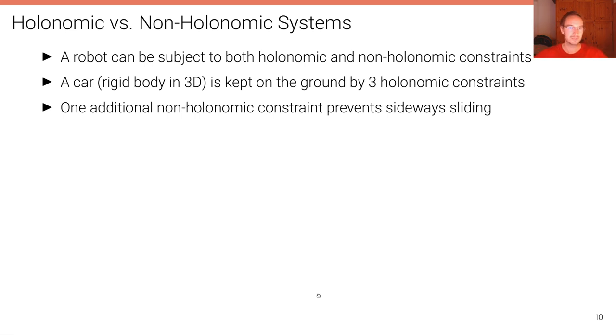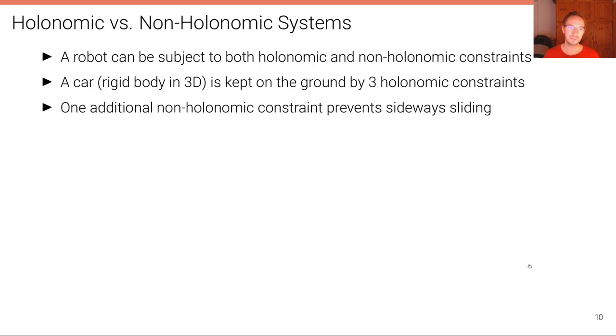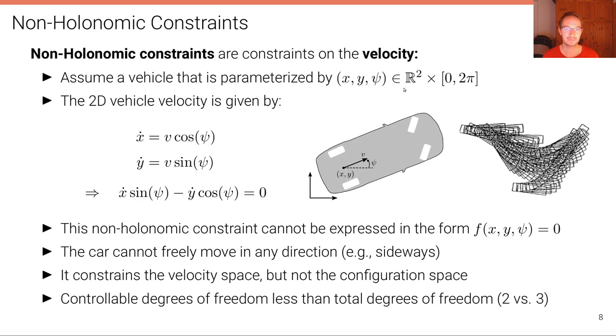But because cars typically drive on the ground, on a ground plane, it's sufficient to consider them as we've considered them before, here in this case here, from a bird's eye view. And so we can use 3 holonomic constraints to keep the car on the ground. What does this mean? Well, as in the particle case, we constrain the z coordinate to be 0. And in addition, we also constrain the roll angle and the pitch angle of the vehicle to be 0, while we don't constrain the yaw angle or the heading angle of the vehicle. So we are left with the heading angle and the XY location, as in this example here.